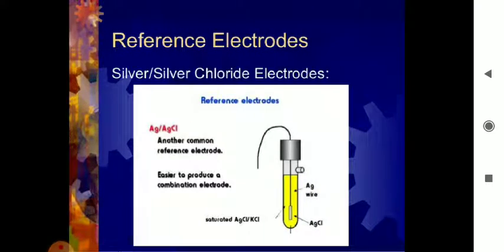Like that, students, we can also make the silver chloride electrode, which also plays an important role as a reference electrode. Another common reference electrode is the silver chloride electrode, which is very easy to produce as a combination of electrodes. Now students, look at this simplest construction, which we have drawn in the figure.